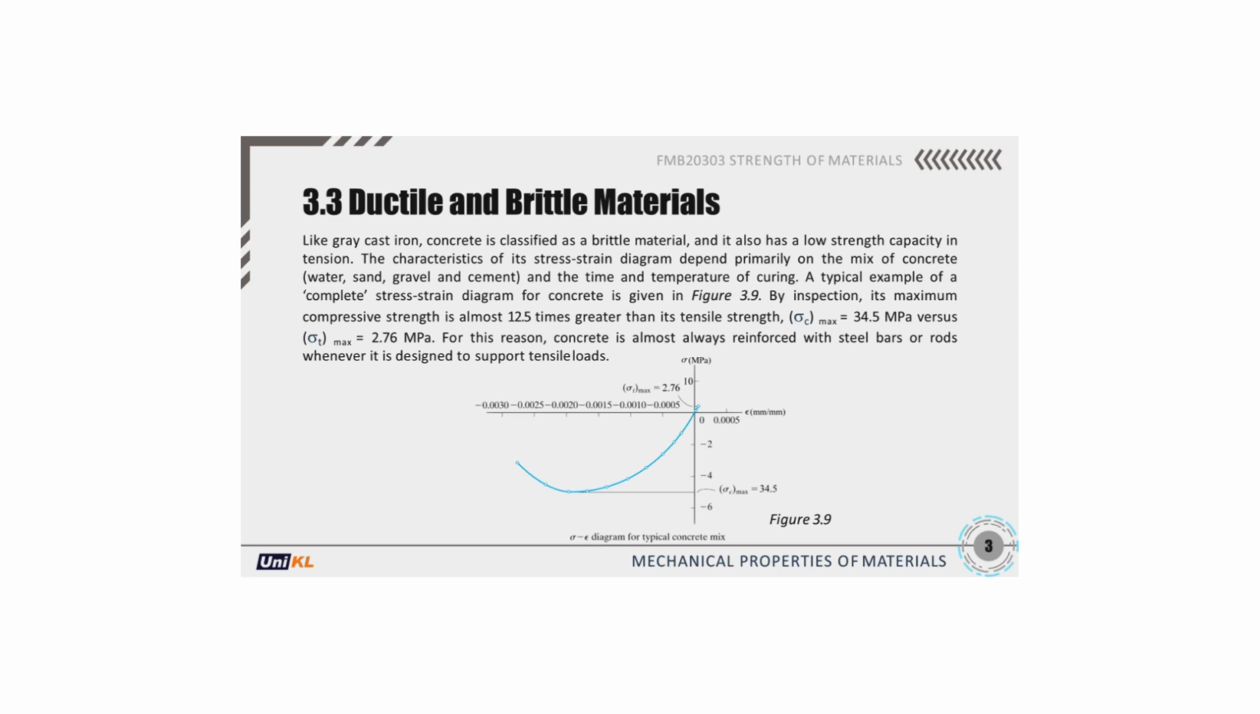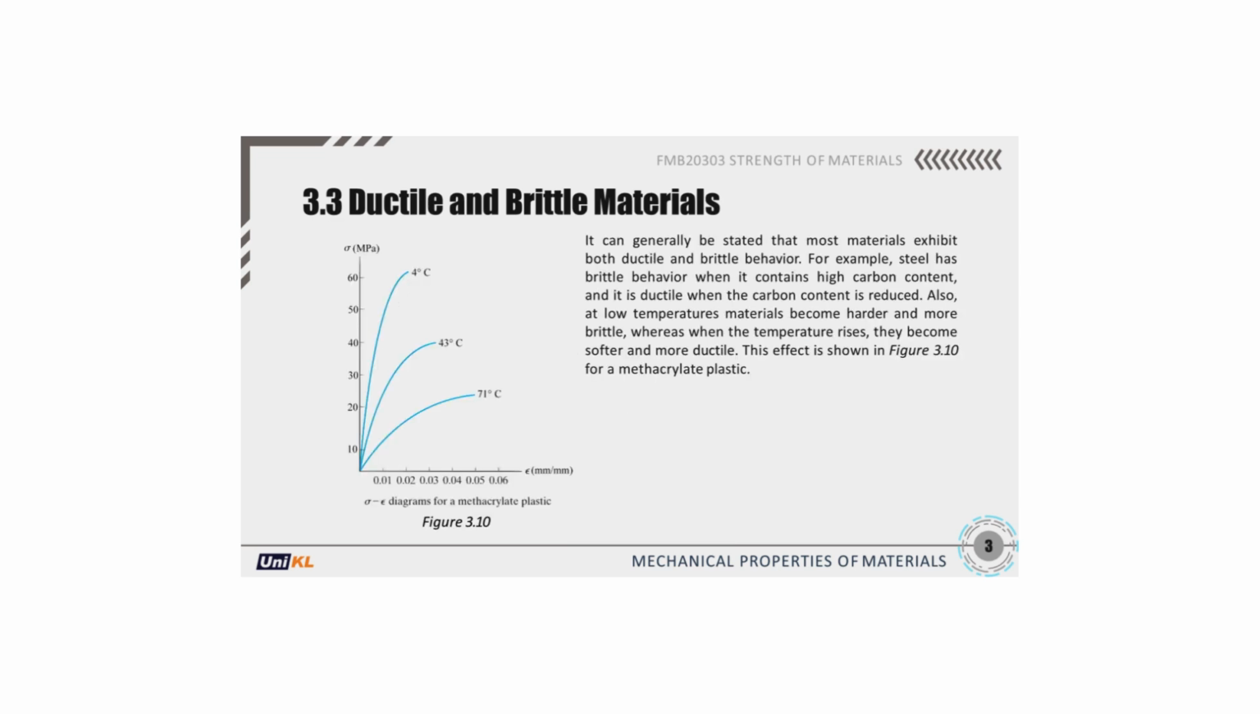Fig. 3.9. Temperature and composition effects. Figure 3.10. Most materials can be more brittle at low temperature and more ductile at higher temperature. Steel's behavior also varies with carbon content. Higher carbon → more brittle. Fig. 3.10 shows a temperature-dependent response for a methacrylate plastic.